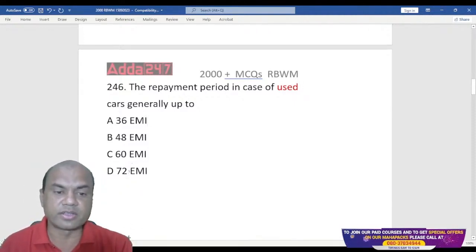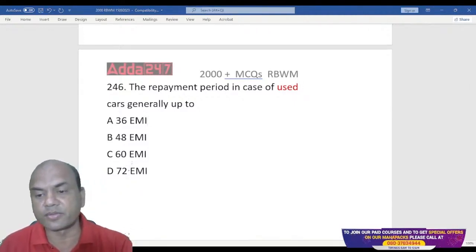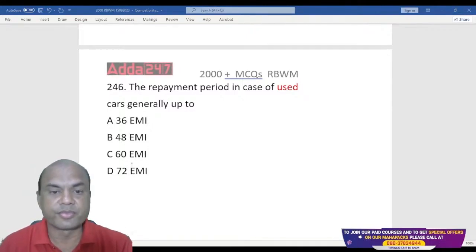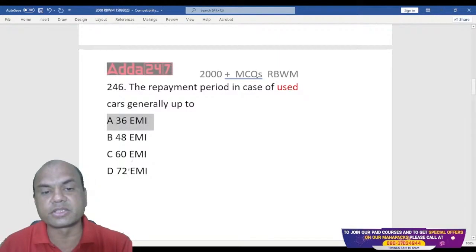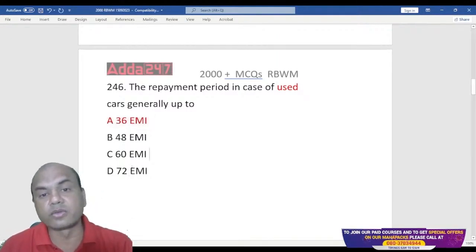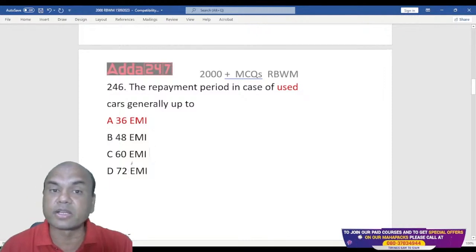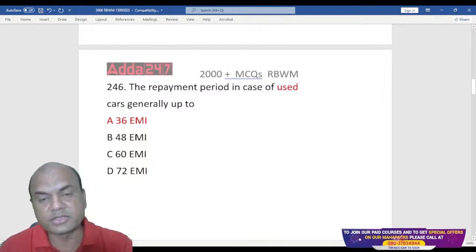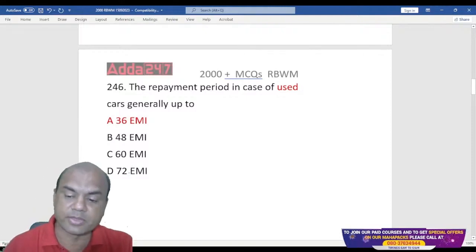What is the answer? Let me see what you are answering. For used cars, it is 36 months. For used car loans we are giving 36 months, and for new car loans it is 5 years, 60 months, right?